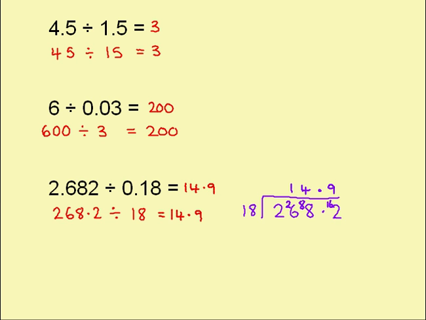So to summarise, we don't like dividing by decimal numbers, so we need to multiply both numbers in the question by 10 or 100 to turn the decimal that we're dividing by into a whole number. Once we've done this, we can answer the question.